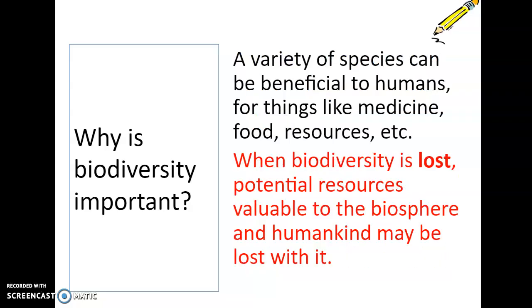When we have large amounts of biodiversity, a variety of species, it's beneficial to humans for things like medicine, food, and resources. But when biodiversity is lost, our resources that are valuable to our biosphere and to humankind may be lost with it.